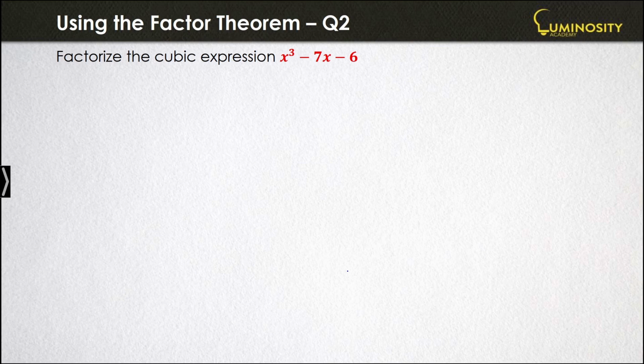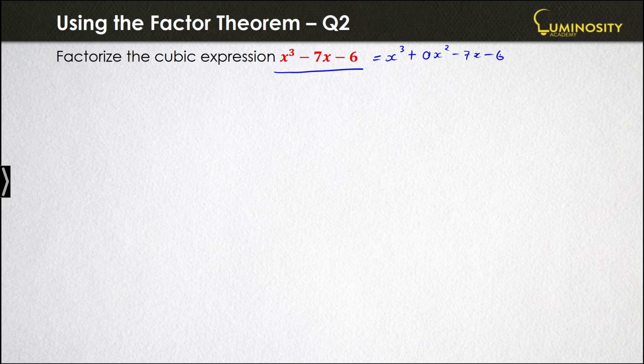Let's have a look at using the factor theorem, question 2. So we want to factorize the cubic expression x cubed minus 7x minus 6. Now notice it is of the form of a cubic expression. We can rewrite it as x cubed plus 0x squared minus 7x minus 6. So the coefficient of x squared is 0 here.